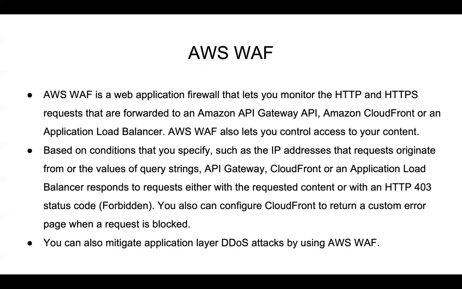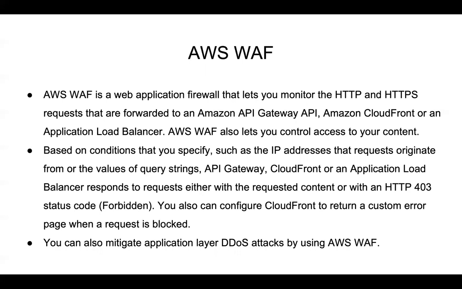So again, based on the conditions that you specify, such as IP addresses, you can also specify a whitelist set of IP addresses, wherein if a request comes from those IP addresses, you're going to allow that request. But then you can also specify a set of blacklist IP addresses, wherein it's going to be automatically blocked by WAF. You can also protect yourself, like I mentioned, against cross-site scripting or SQL injection attacks.